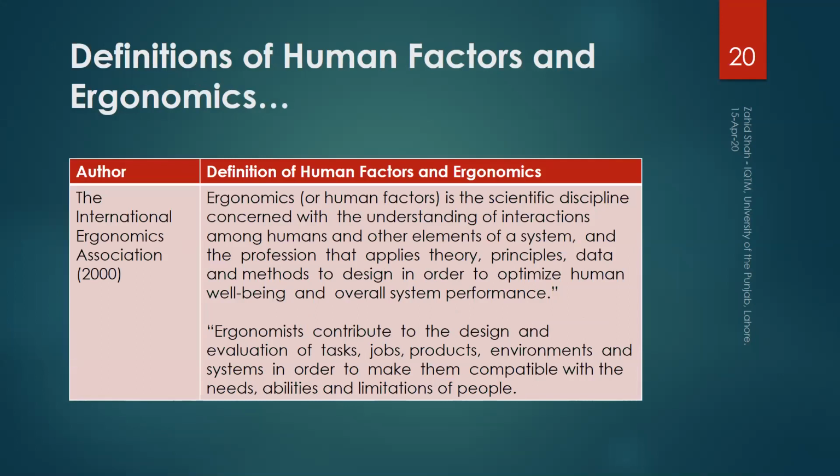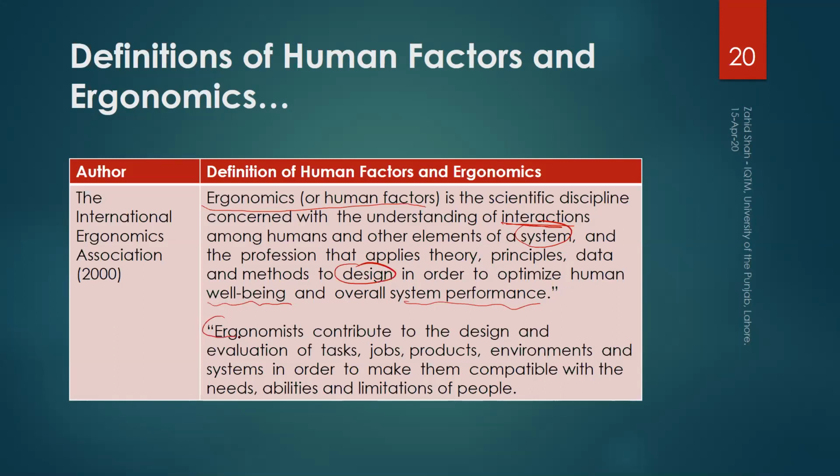The last definition by the International Ergonomics Association is that ergonomics or human factors is the scientific discipline concerned with understanding of interactions among humans and other elements of a system, and the profession that applies theory, principle, data, and methods to design in order to optimize human well-being and overall system performance. So again, interaction of humans with other elements of the system. And it uses theory, principle, data, and method to design in order to optimize. Again, the goal is to optimize human well-being as well as the performance of the system.